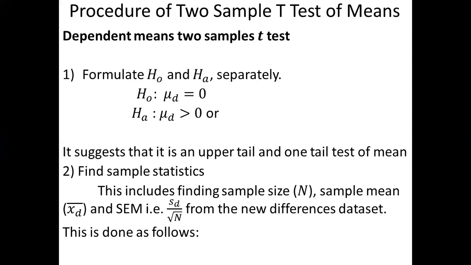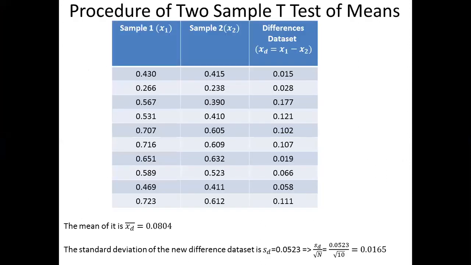Step number two is finding the sample statistics. This includes the sample size, which is 10 over here, the sample mean, the Xt bar value, and the SEM, the St upon under root n, from the new differences data set. And this is done as follows. So we have a table which includes sample 1 values and sample 2 values. They were taken in pairs. And the third column is the differences data set, which we call the Xt data set. And this basically includes x1 minus x2 values.